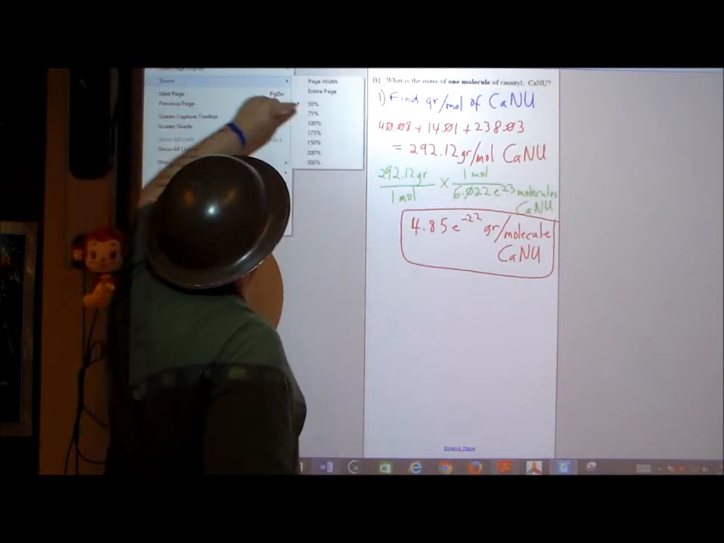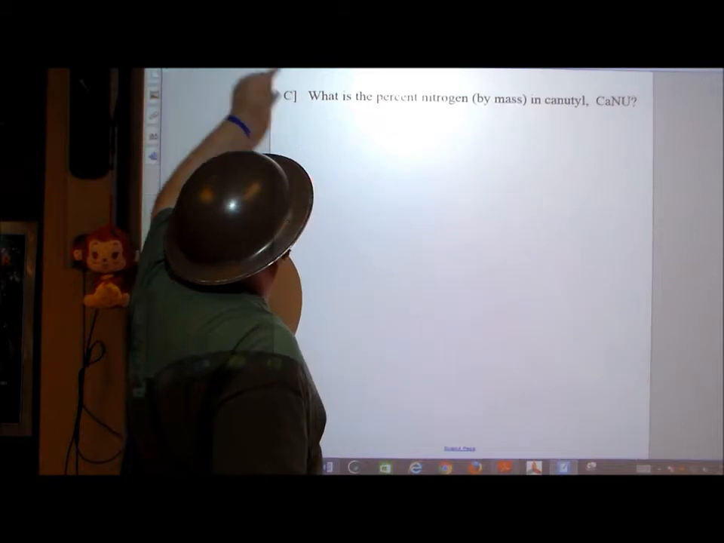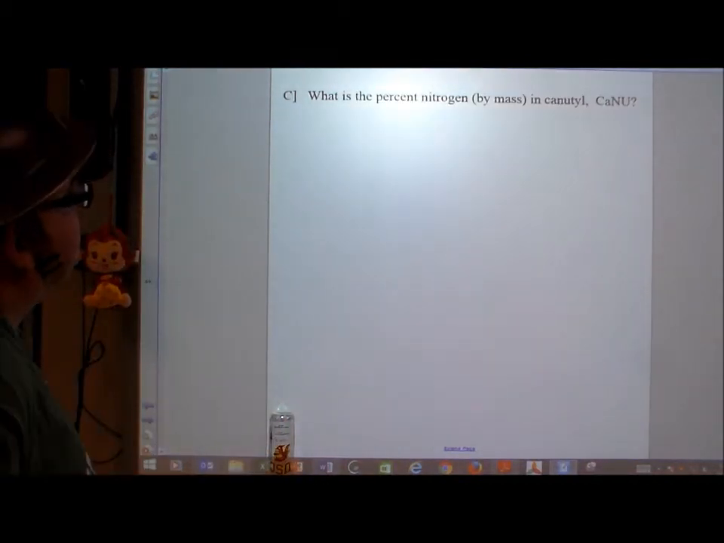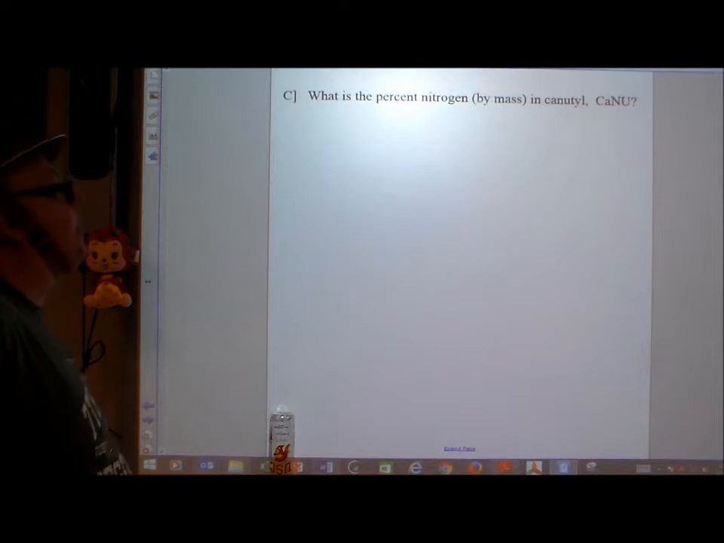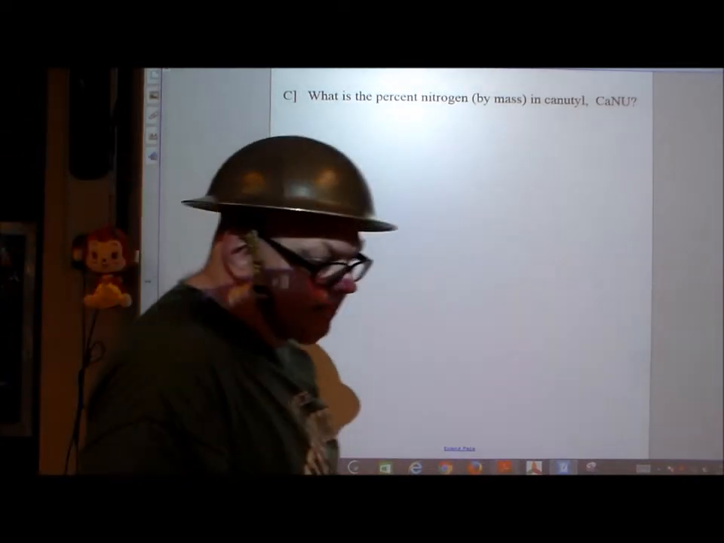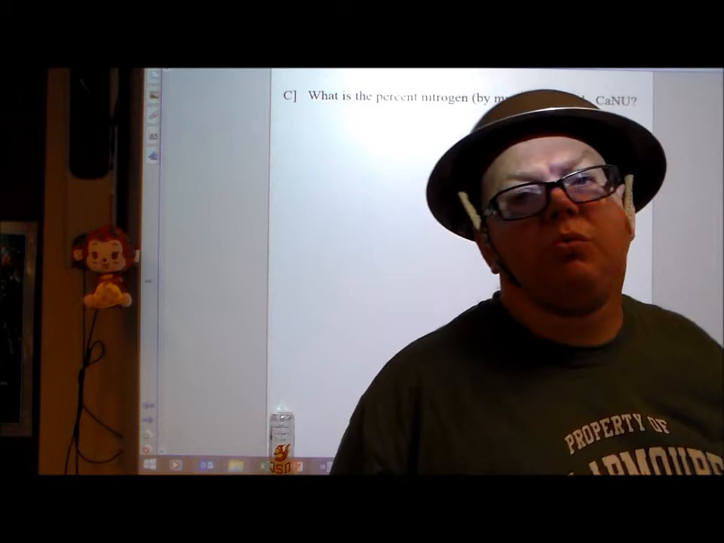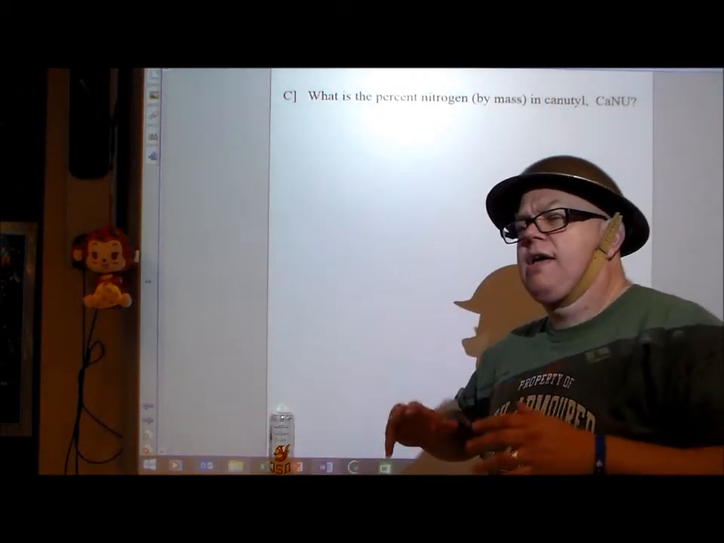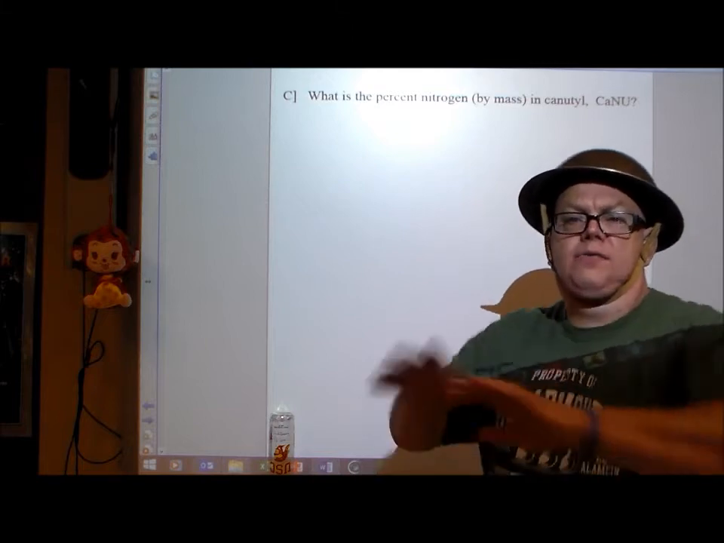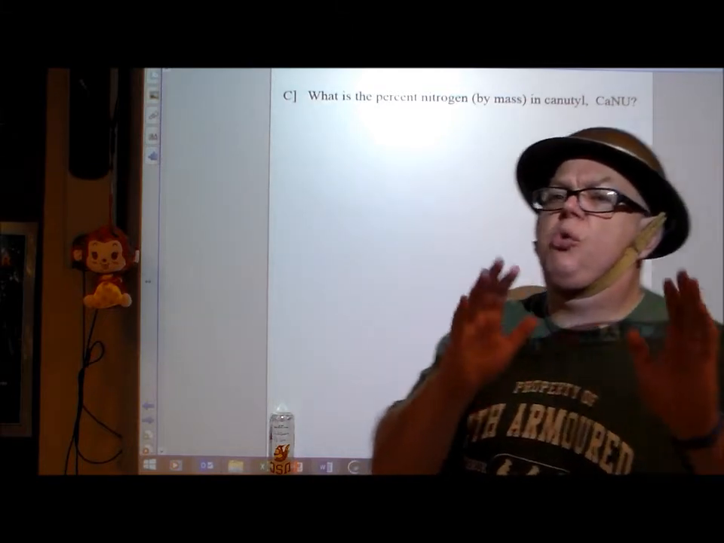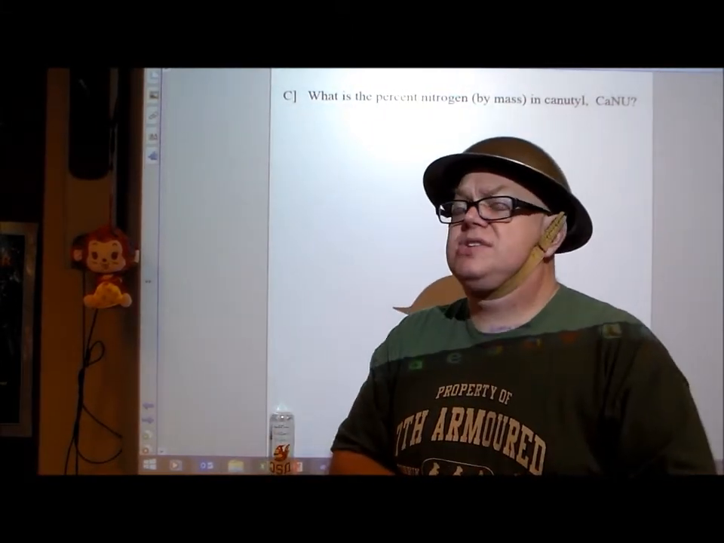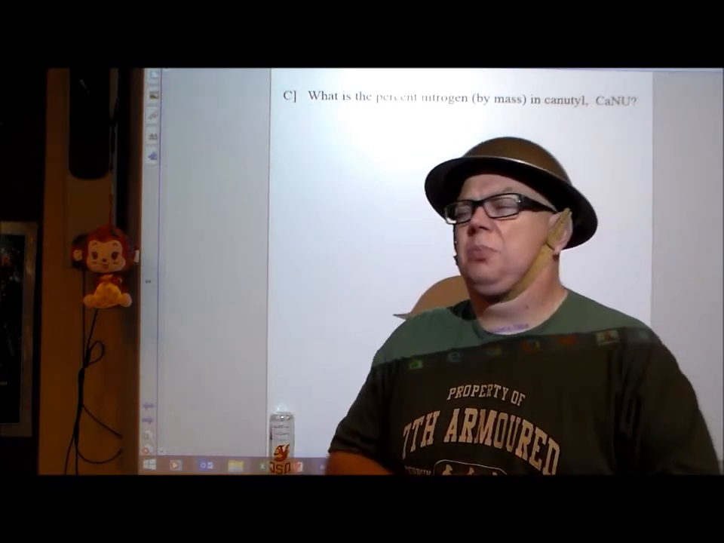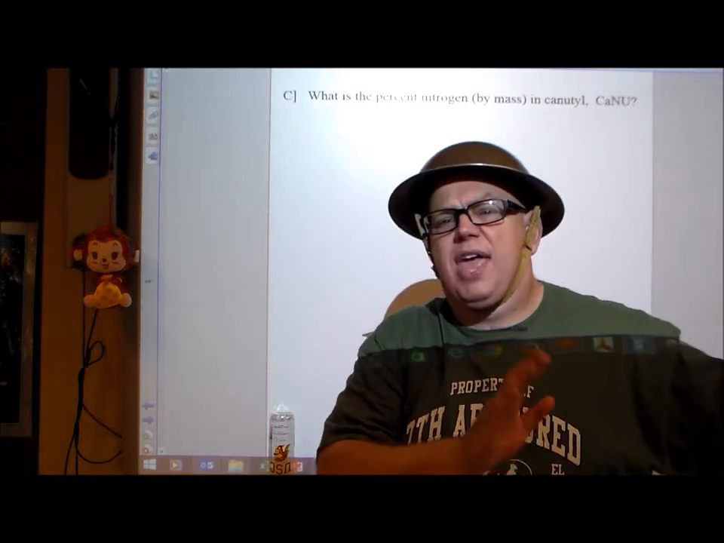We're going to move right along here. So, now the next question is, what is the percent nitrogen by mass in Canutil? Now, in this case, when we're looking at percent composition of something, we have to assume 1 mole of the stuff. It makes it so much simpler to say 1 mole. Why couldn't you do less than 1 mole or more than 1 mole? Too much of a hassle.